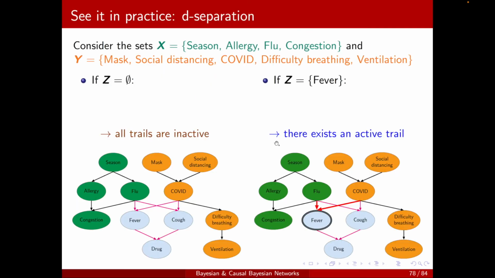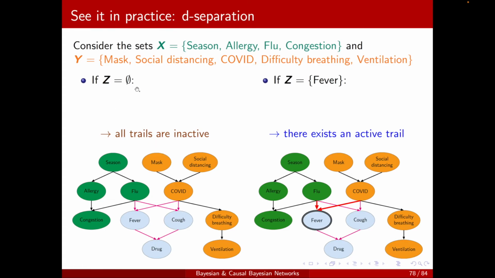Let's see it in practice. Imagine that you are given this set X, these green ones here, and you want to see whether they are independent from the orange ones here: season, flu, allergy, congestion, from mask, COVID, social distancing, difficulty breathing, and ventilation. You see that the ones on the left are more flu based, and the ones on the right are more COVID based.